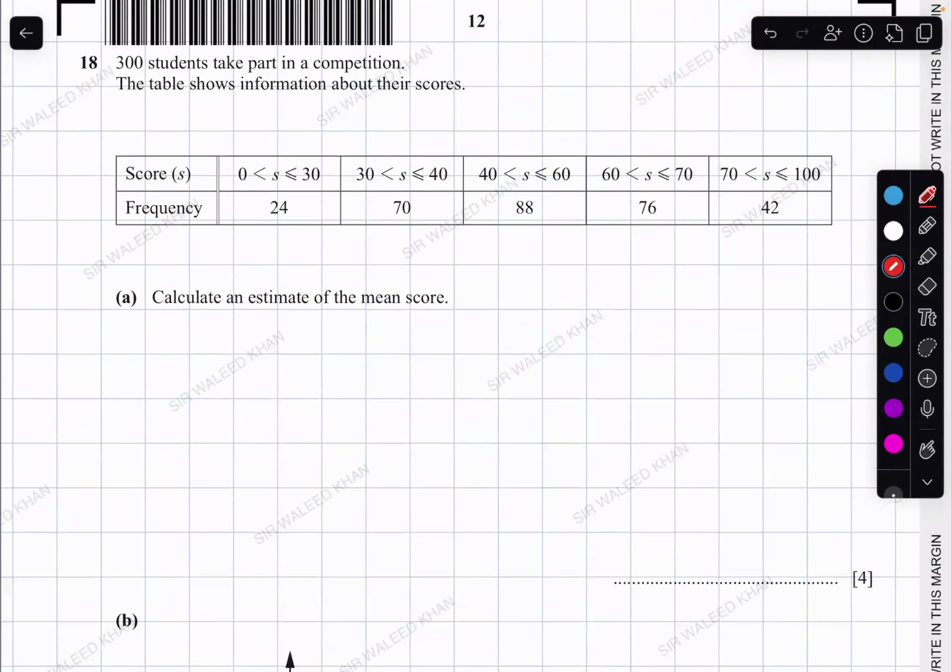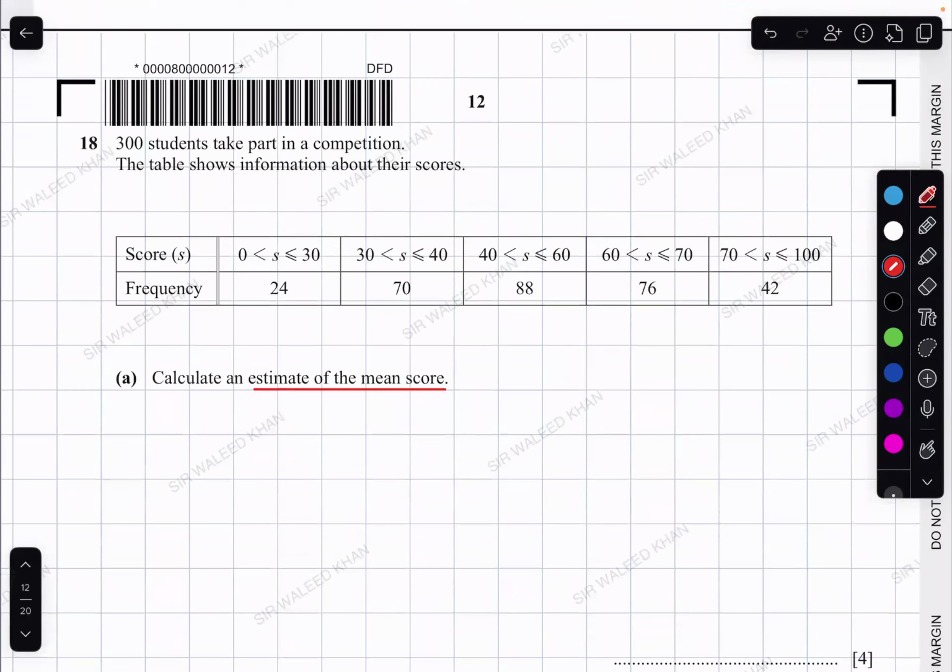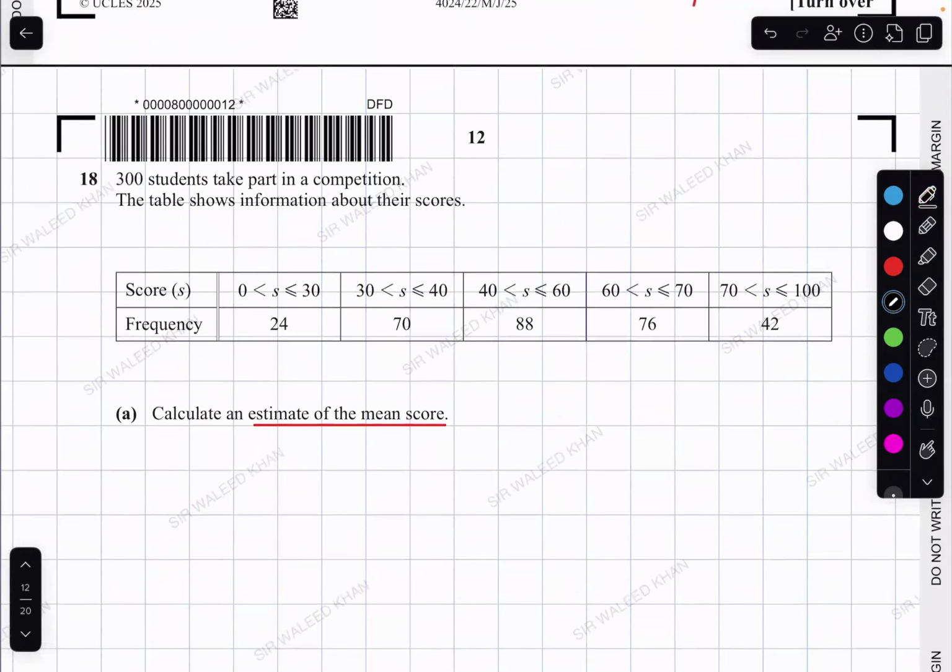Question 18. 300 students take part in a competition. The table shows information about their scores. Score, frequency, calculate the estimate of the mean score. I'm telling you from the start of the past paper session that whenever you are dealing with a statistic question and you have a range form of values, like continuous data, this is called continuous data or range form of values. Okay, class intervals.